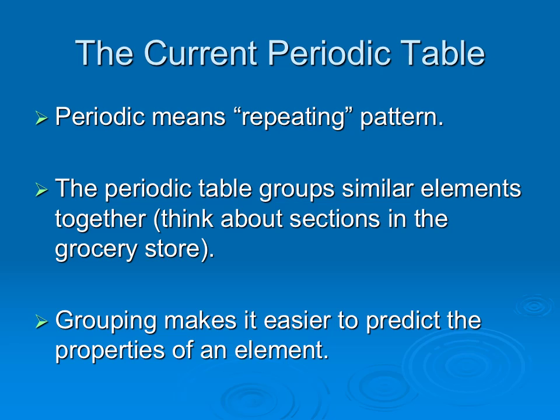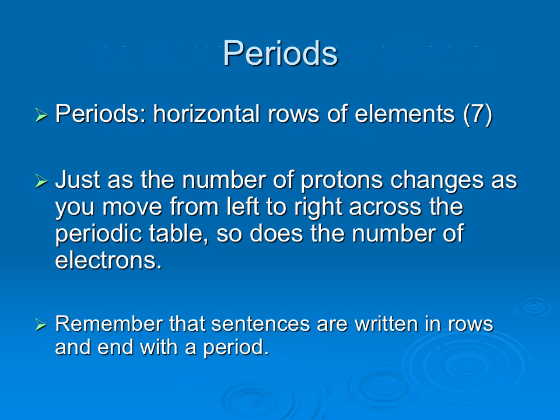I like to use the grocery store as an example. We have a produce section, a meat section, a chip aisle, a laundry detergent aisle. There are certain products that are similar that are grouped together, and the periodic table is the same way. Grouping it makes it easier to predict the properties of an element. You wouldn't group chips with laundry detergent in the grocery store.